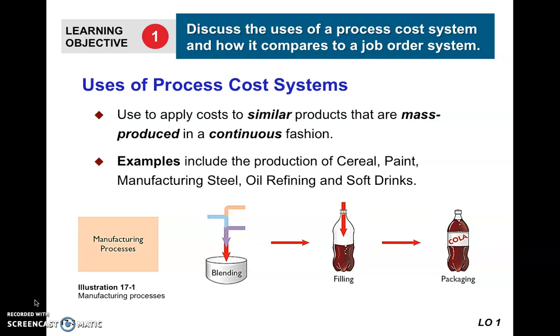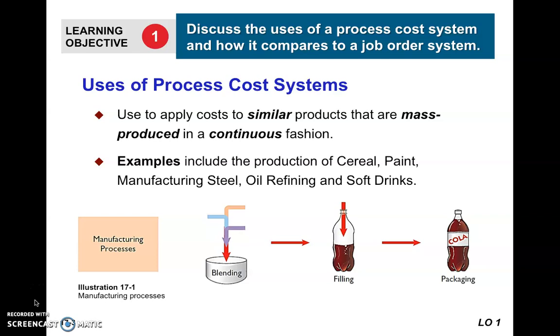And also, what happens is that the product goes through different departments. So the production of the cola starts with blending the raw materials, and eventually it goes to the next step or next process or next department, which is the filling of the cola in the bottles. And the last department or process for this product is packaging.